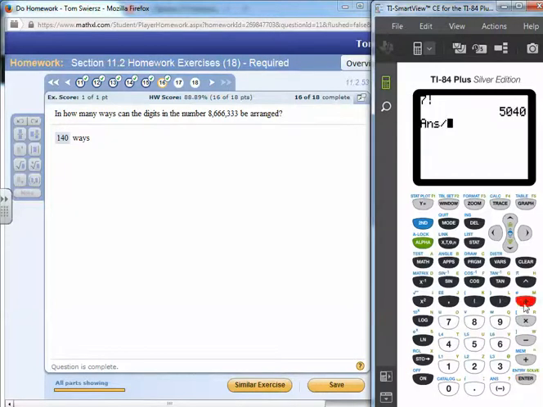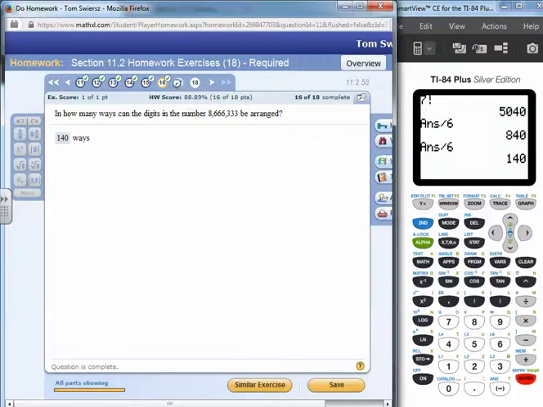There's the answer, divided by 3 factorial, which is 3 times 2 times 1, which is 6. And then divide by another 3 factorial. So that is 3 times 2 times 1, another 6. And there's our answer, 140. Okay? All right, very good.